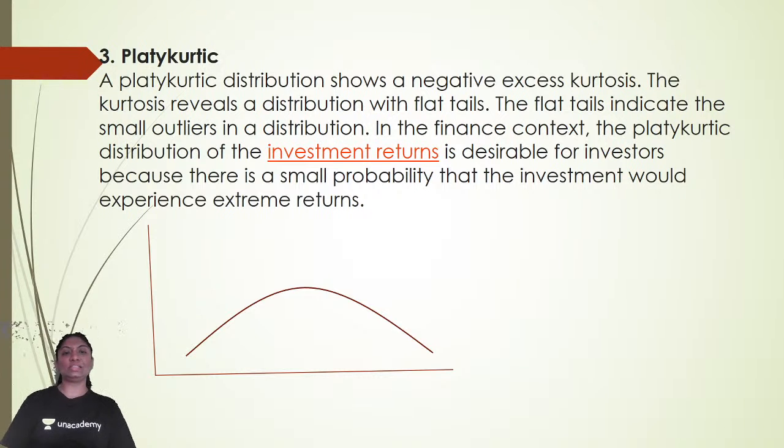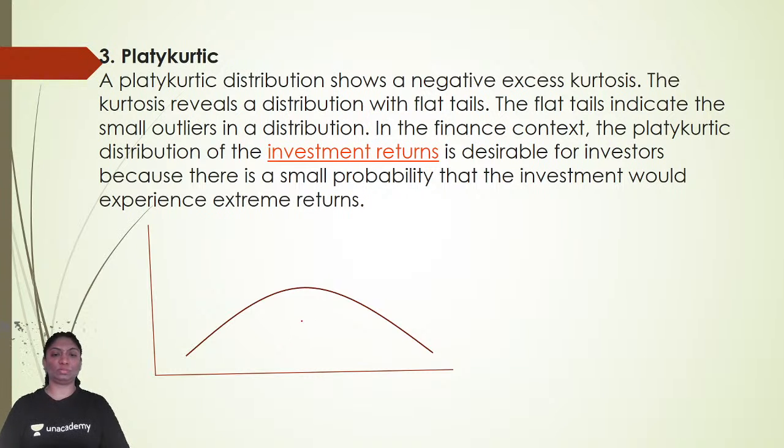Now platykurtic. A platykurtic distribution shows a negative excess kurtosis. It reveals a distribution with flat tails. The flat tails indicate small outliers in a distribution. In finance, the platykurtic distribution of investment returns is desirable for investors because there is a small probability that the investment would experience extreme returns. So by using this kurtosis technique, many investors can invest their funds.